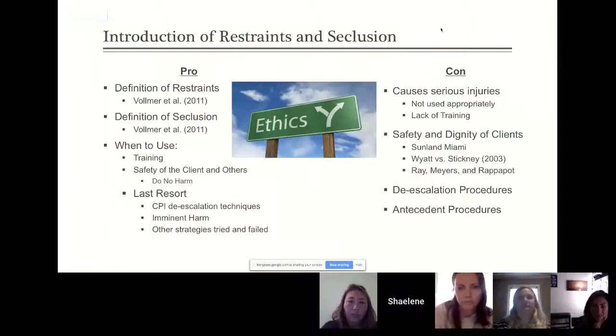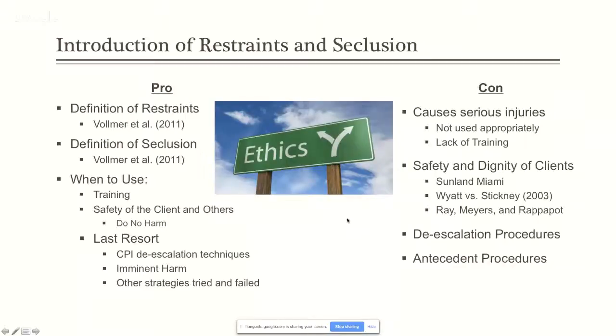Hi, everyone. First, I would like to begin by defining restraint and seclusion. Vollmer et al. in 2011, in the Association for Behavior Analysis International Position Statement on Restraint and Seclusion, provide the definitions which we will be using today. Restraint involves physically holding or securing the individual either A, for a brief period of time to interrupt and intervene with severe problem behavior, or B, for an extended period of time using mechanical devices to prevent otherwise uncontrollable problem behavior, for example, self-injurious behavior that has the potential to produce serious injury.